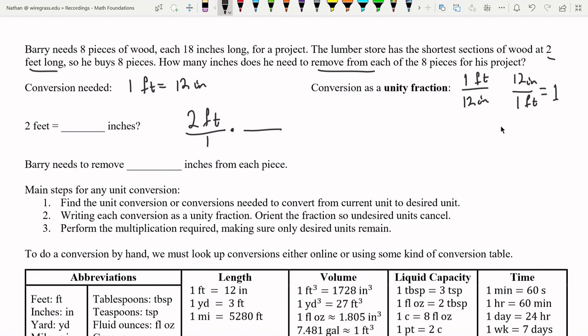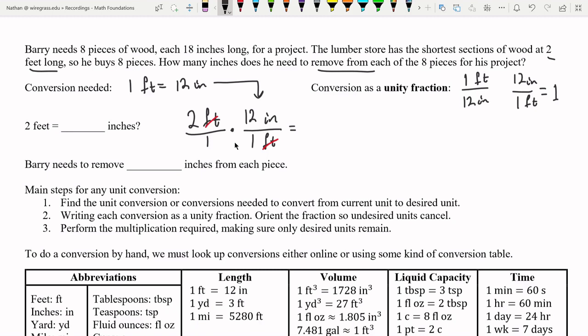What I want to do is cancel the unit of feet and be left with the unit of inches. That's the unit that I want. So I'm going to write feet on bottom with 12 inches on top. This is my unity fraction that comes directly from this conversion. And what I notice here is that I have feet on top and feet on bottom. They cancel. And now this is just multiplying fractions.